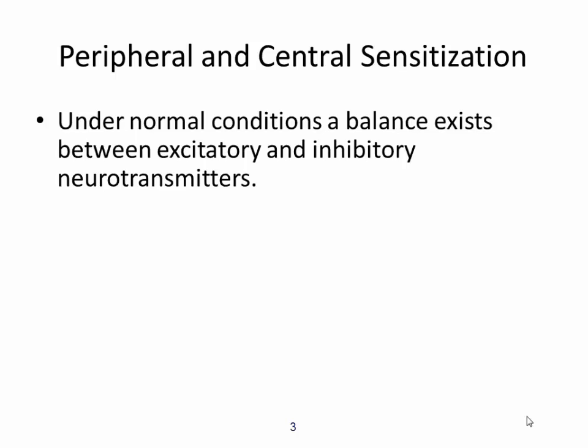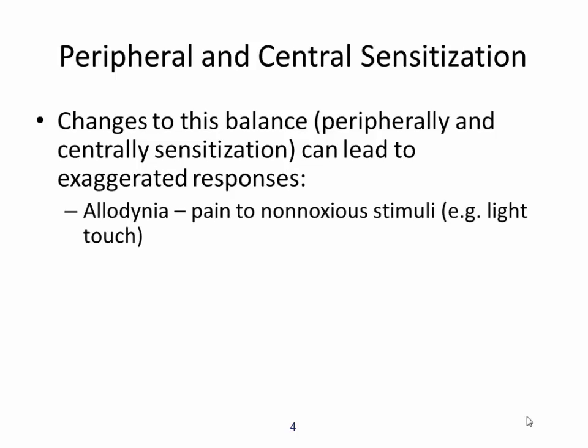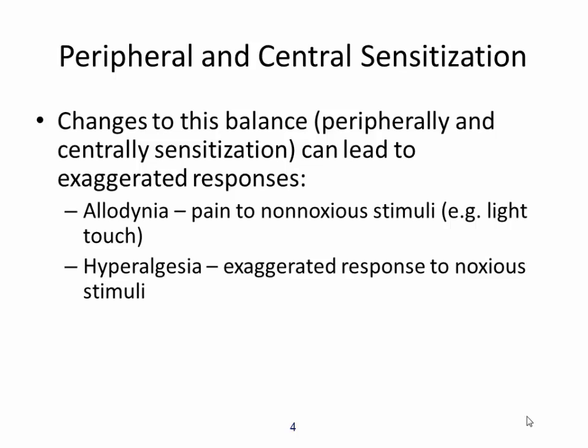Under normal conditions, there's a balance between excitatory and inhibitory neurotransmitters. Changes to this balance, either peripheral or central sensitization, can lead to exaggerated responses, such as allodynia, which we've talked about, which is pain to non-noxious stimuli or light touch, or hyperalgesia, an exaggerated response to noxious stimuli. So a mild noxious stimulus causes very severe pain.